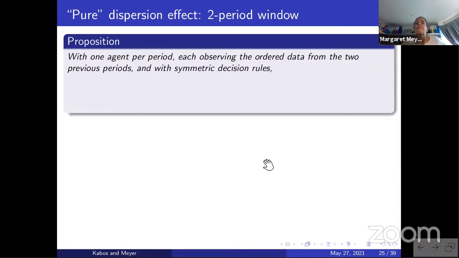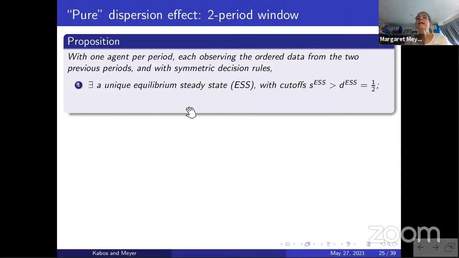So for this model, we have the following proposition. We have one agent per period, each observing the ordered data from the two previous periods, and symmetric decision rules. There exists a unique ESS, and in it, the cutoff that agents use after seeing matching data is strictly tougher than the cutoff they use after seeing non-matching data, which is exactly a half. So when agents see non-matching data, they fully rely on their private signal. They rely on their private signal for sure. Whereas when they see matching data, there are some realizations of their signal that are outweighed by the matching data.